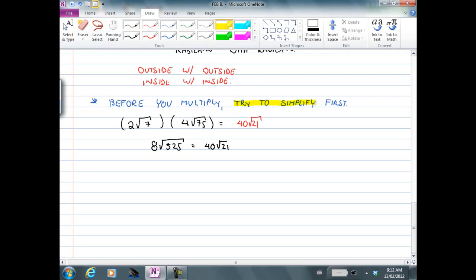Try to simplify first. If you simplify first, it makes your life a lot easier, because it's easier to break down later. 2 root 7. And who haven't I asked yet? Yuvraj. What's 4 root 75 simplified into?